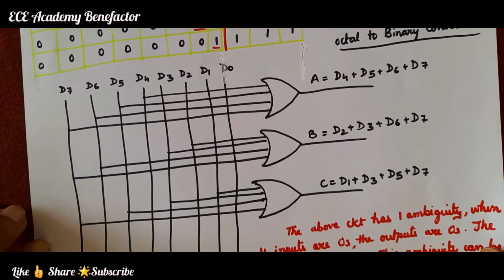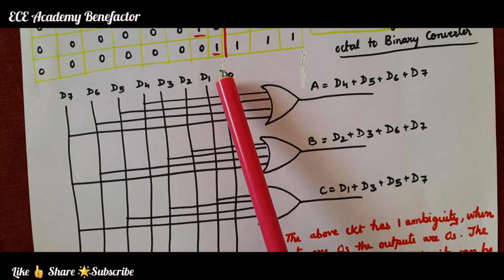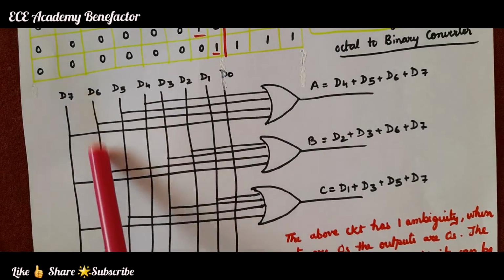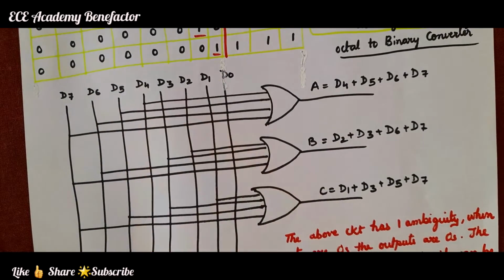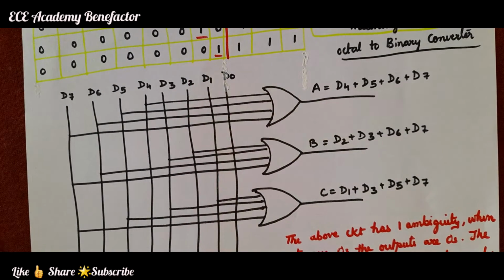So this is the logic diagram of octal to binary. We have drawn the inputs from D0 to D7: D7 input, D6, D5, D4, D3, D2, D1, D0. We have drawn like this.